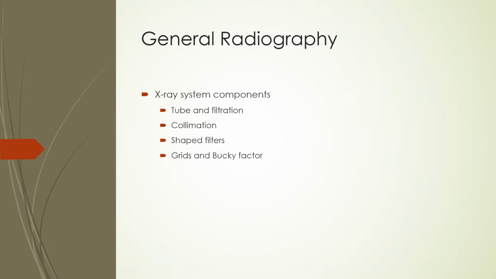The area of the patient that is imaged is set by a collimator, and image contrast is enhanced by reducing noise with an anti-scatter grid. The use of a grid increases patient dose by the Bucky factor. Let's briefly review these system components.